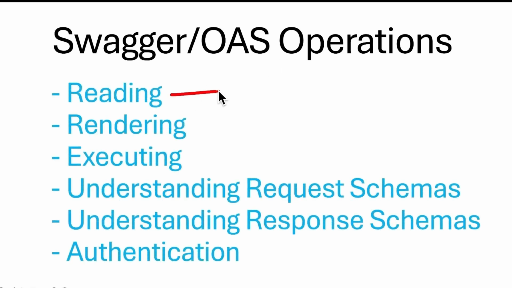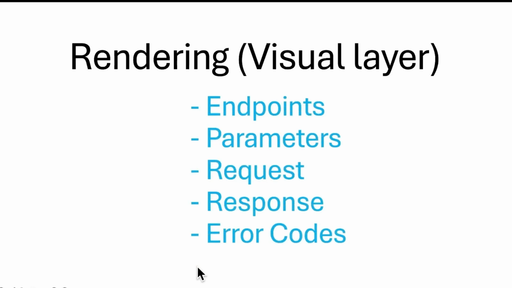How to read OAS, how to render it, how to execute, and how to understand the request schema, how to understand the response schema, and how the authentication mechanism works. What are endpoints, what is a parameter, what is request and response, and what are error codes. How to read from a Swagger document.